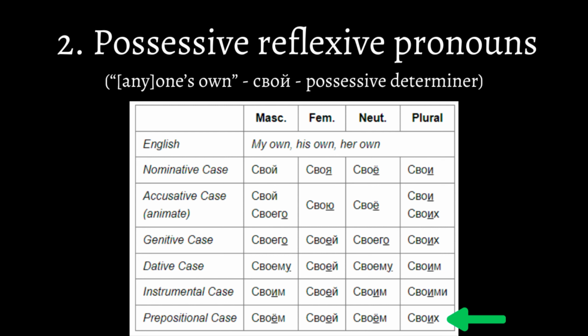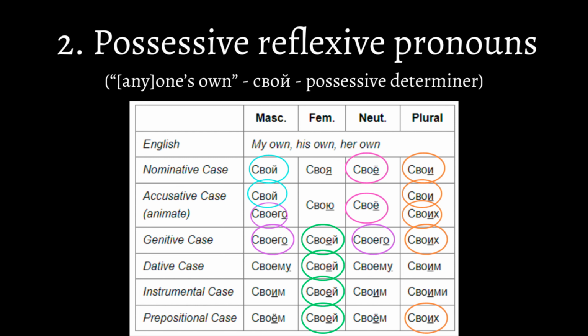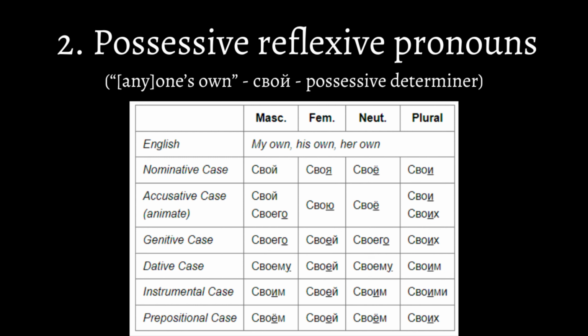In the prepositional, the pattern is своем, masculine, своей, feminine, своем, neuter, and своих, plural. As you can see, the cases are not too difficult to remember because some cases borrow the same words from one another. Remember, these pronouns can apply to any pronoun, which is why one's own is the correct definition to give to these pronouns.